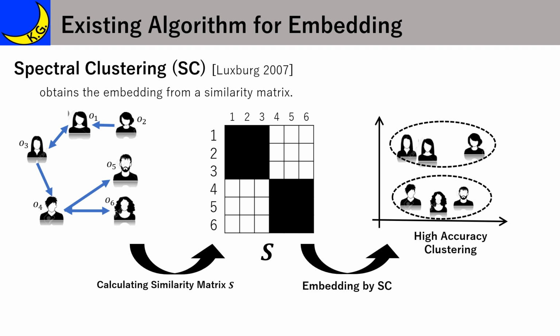The similarity matrix S is said to be of high quality when the similarity between objects that belong to the same desirable cluster is high, and the similarity between objects that belong to different desirable clusters is low. Therefore, embedding and clustering using the similarity matrix works well if S is high quality. Therefore, this task, to derive a high-quality similarity matrix, is very important.